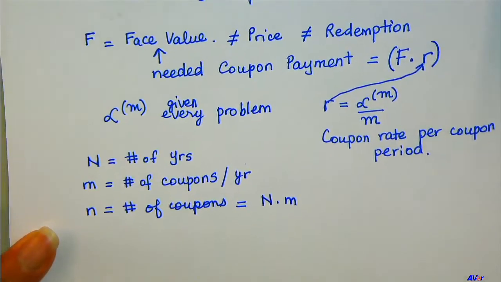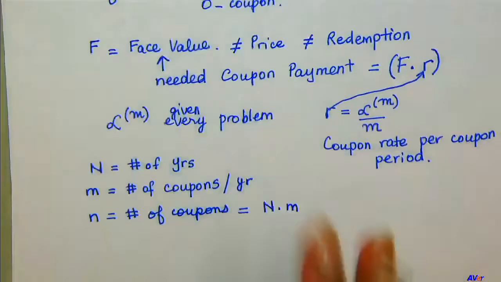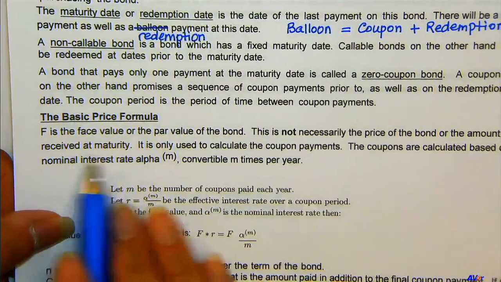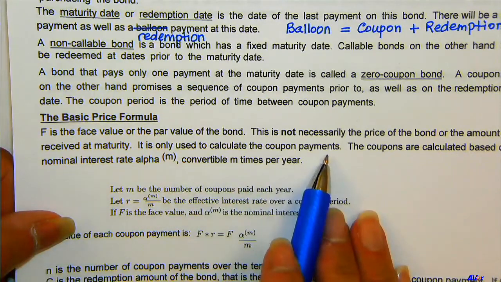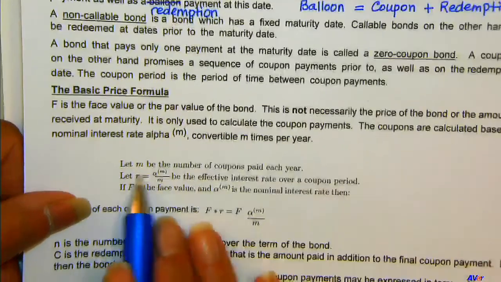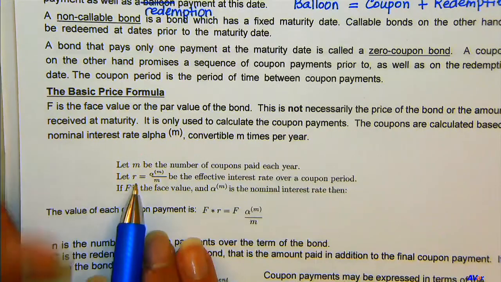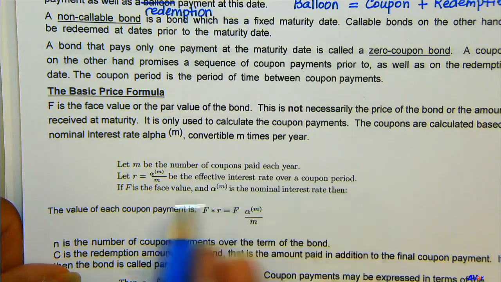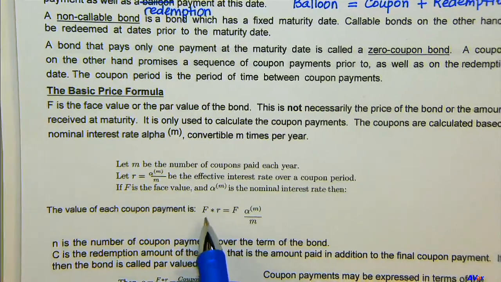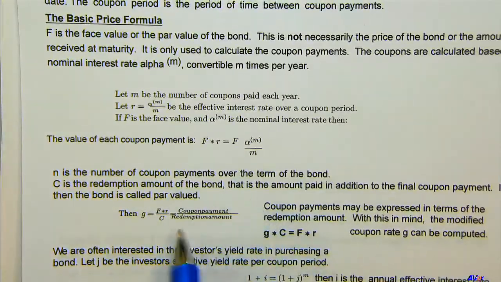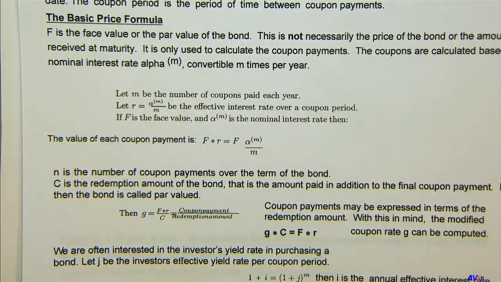Okay, so the basic price formula, I'm here. F is the face value or the par value of the bond. This is not necessarily the price of the bond or the amount received at maturity. It is only used to calculate the coupon payments. The coupons are calculated based on a nominal interest rate alpha M, convertible M times a year. Let M be the number of coupons paid each year. We did all this. R is equal to alpha M over M, the effective interest rate over a coupon period. F is the face value. This is all done. FR is equal to F alpha M over M. n is the number of coupon payments. C is the redemption. And I'm ready to talk about a basic price formula.